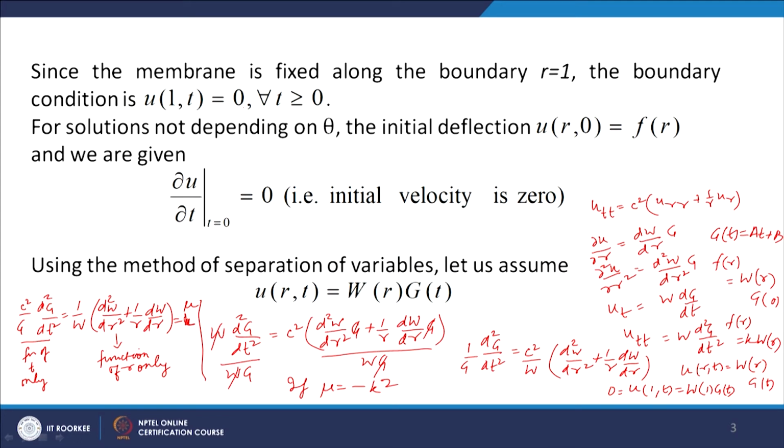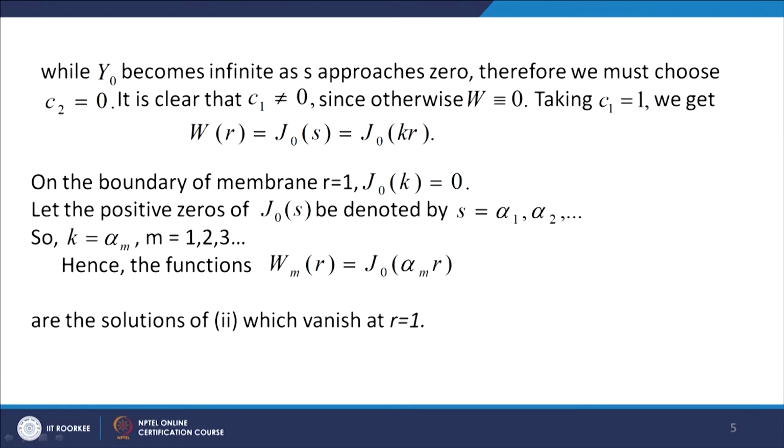Okay. U1(t) equal to 0 means U1(t) is W1 into G(t). Now W1 into G(t), and W1 is equal to J0(kr) into G(t). So, either J0(k) is 0 or G(t) equal to 0. If G(t) equal to 0, then U(r,t) will be 0. So, a trivial solution we will have, and therefore, we must take J0(k) equal to 0.